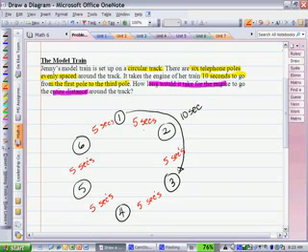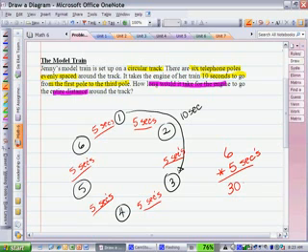If we look, there are 1, 2, 3, 4, 5, 6 spaces her train must travel. Each of them is 5 seconds, so it will take her train 30 seconds to go around the entire track. It's always a good idea to go back through, read the question again, and double check your math before you're finished.